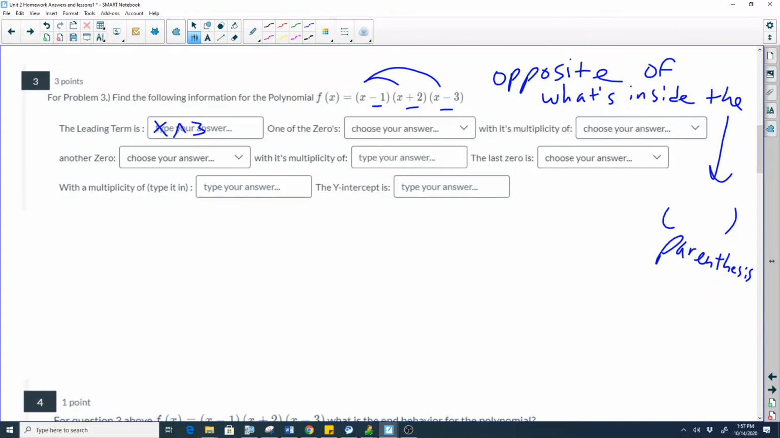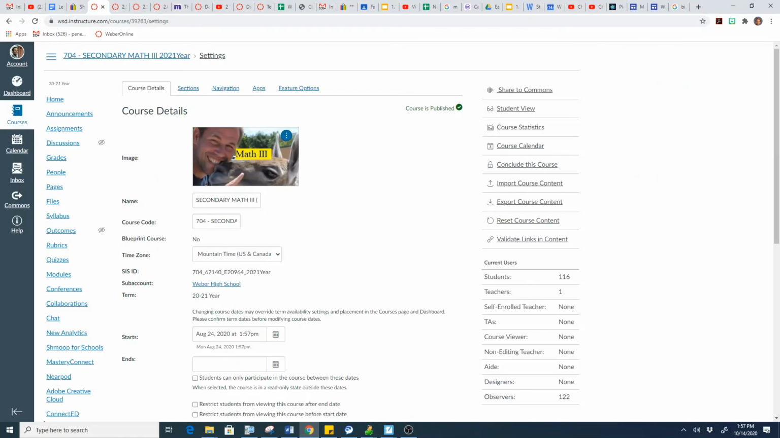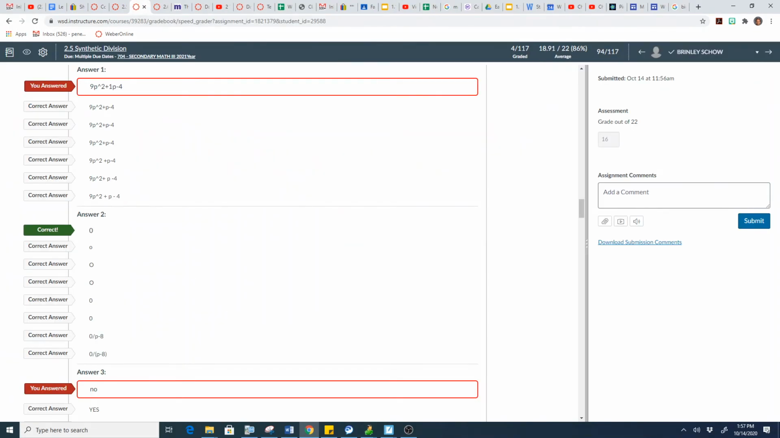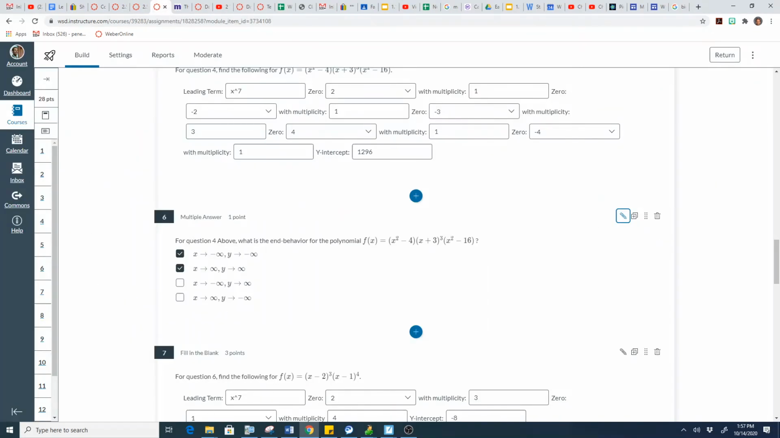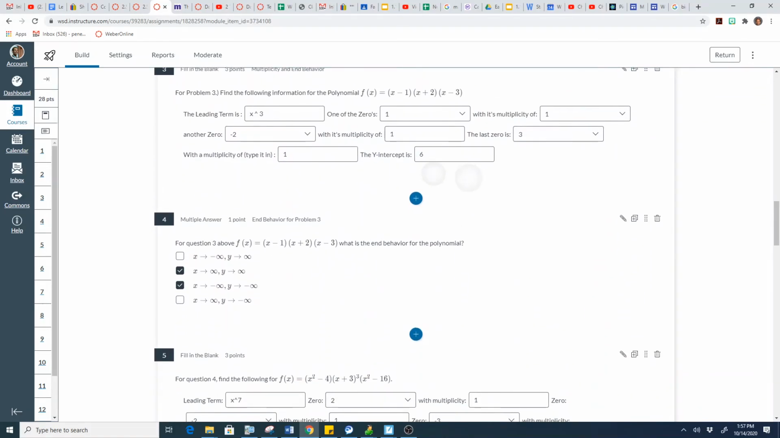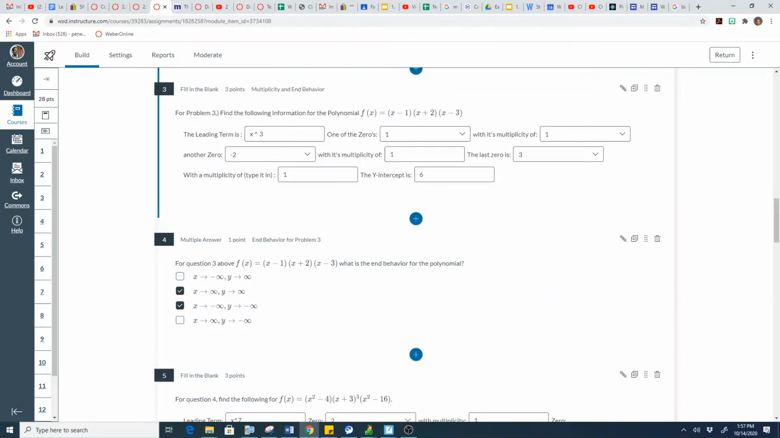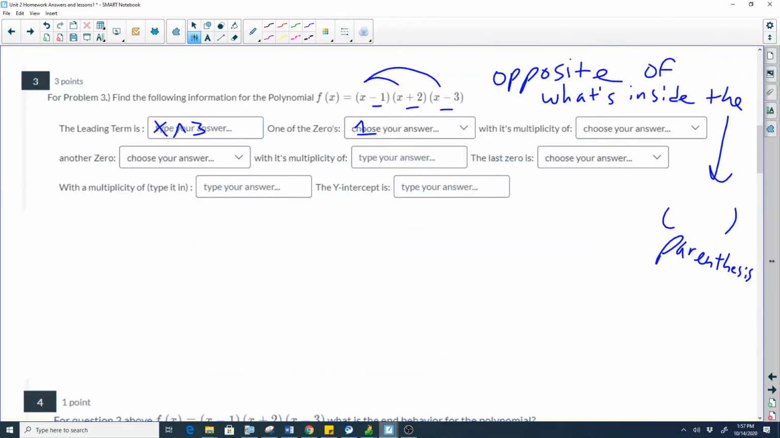It's opposite of what's inside the parentheses. So if this is a negative one, that means we're going to have a positive one. I think you get to use the drop-down menu and choose. Let me double check here. So for example, question number 2 that we're looking at: the first drop-down zero is going to be a 1, then the next one will be a negative 2, and then the next one will be a 3, is how it's ordered there. You'll see when you hit the drop-down menu.